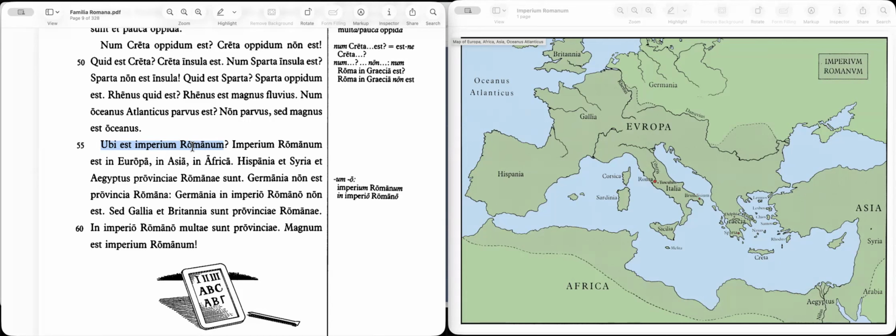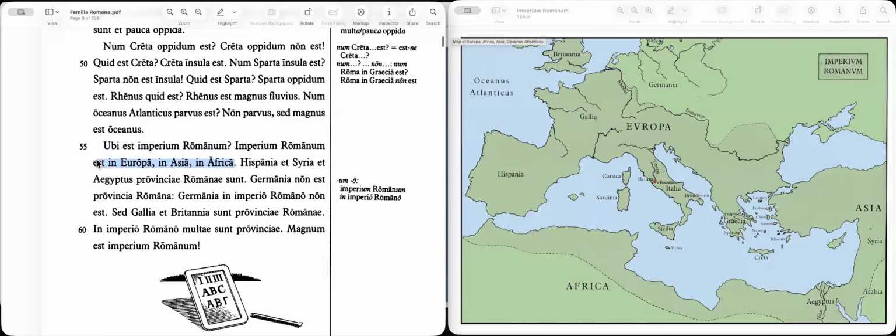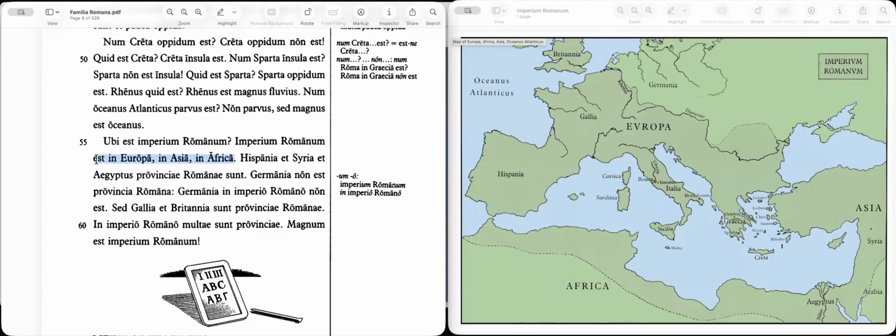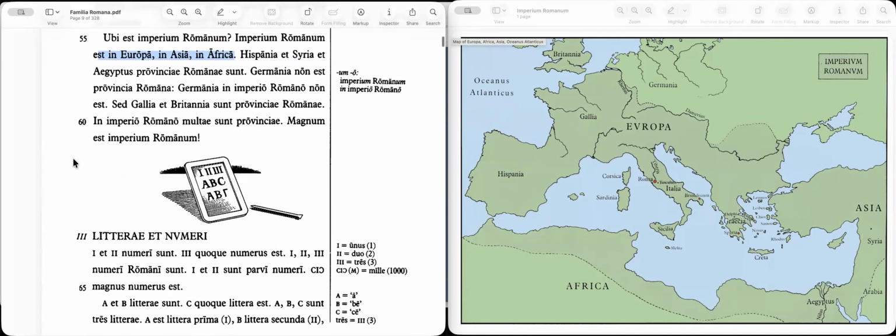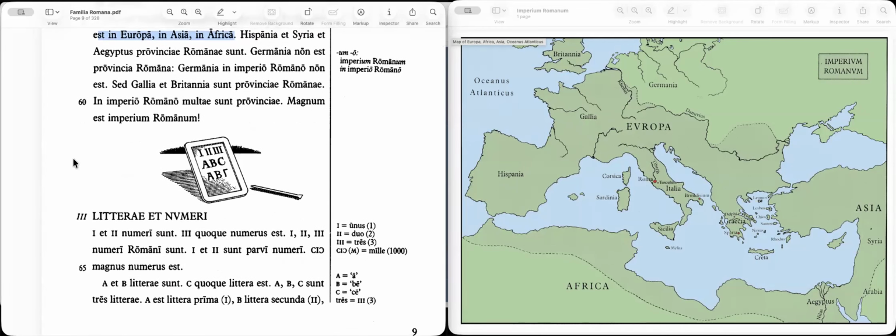Imperium Romanum est in Europa, in Asia, in Africa, Hispania, et Syria, et Egyptus provinciae, sorry, I went too fast. In Europa, in Asia, and in Africa. So, et Britannia, Imperium Romanum in Africa, in Egypto, in Asia, in Europa, et in Britannia, in Italia. Any questions on the first two sections?